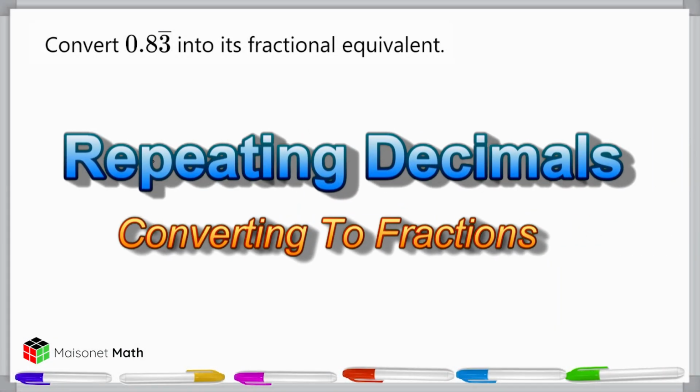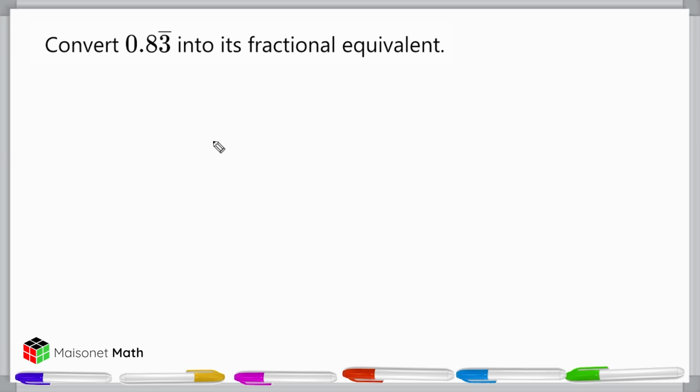All right, what we have here is a repeating decimal that we have to convert into its fractional equivalent. So the first thing that we do is we take that value and we set it equal to x. Now the next thing that we do is we see how many digits are underneath our bar here. In other words, how many digits are repeating. And there's only one digit repeating, which is the number 3.